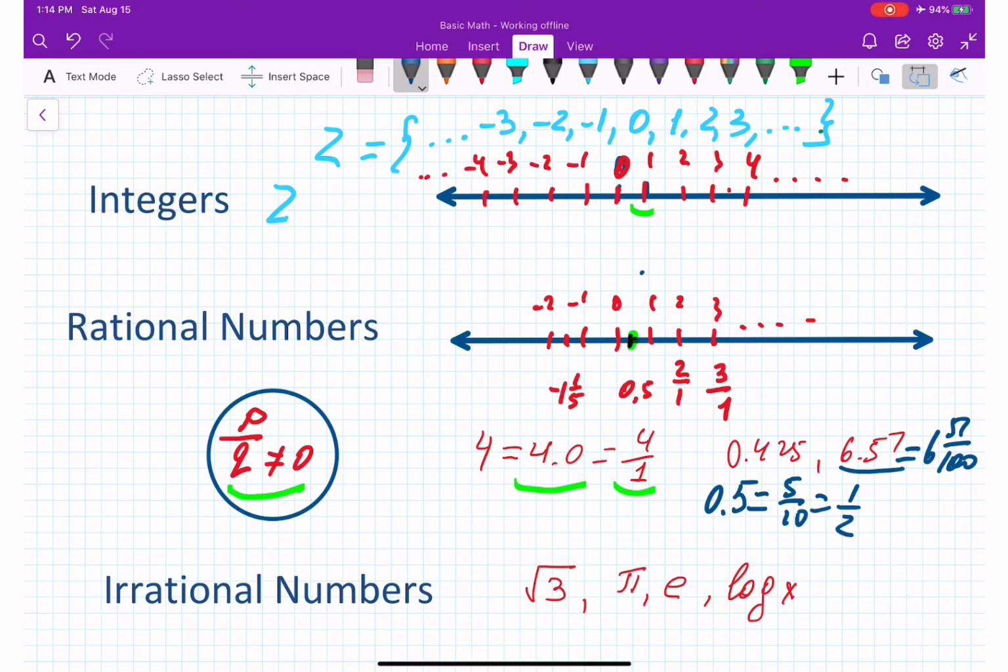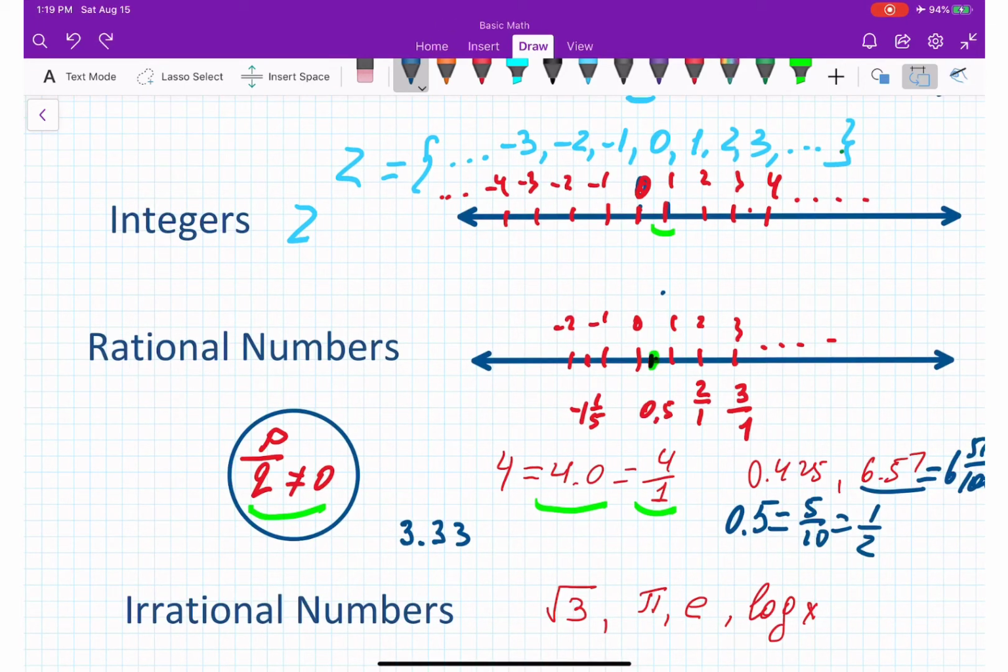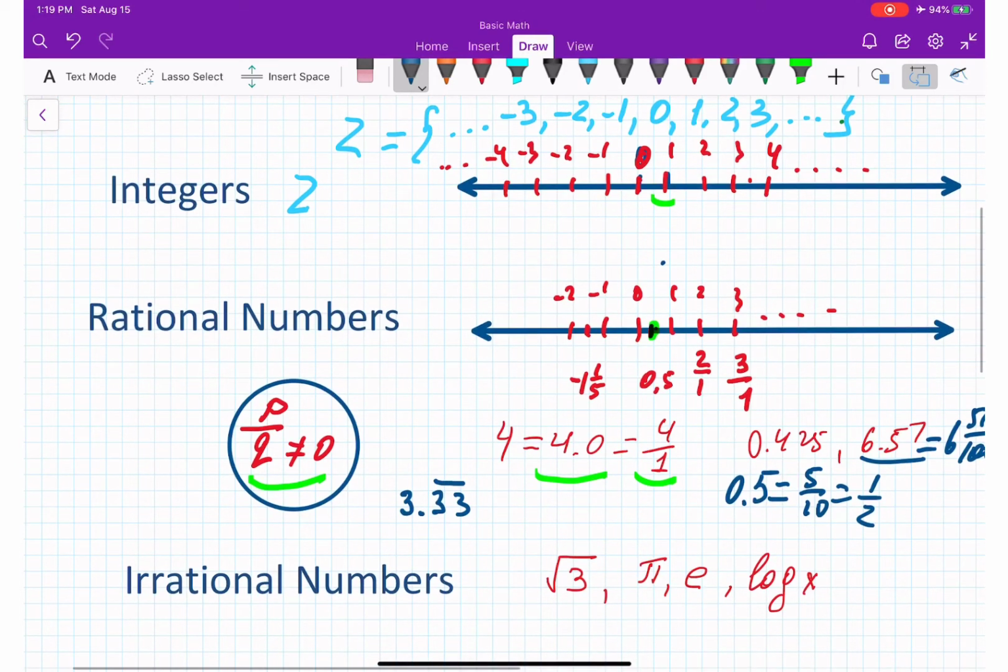Now, different story is if I have number, let's say 3.33, if it continues 3, then we put here a line, that means this 3 is going to continue. But you still can represent in the format of fraction, yes, 33 over 100, or if you have another 3, it will be 333 over 1000. As long as you can represent in the format of fraction, you have rational numbers. Okay.